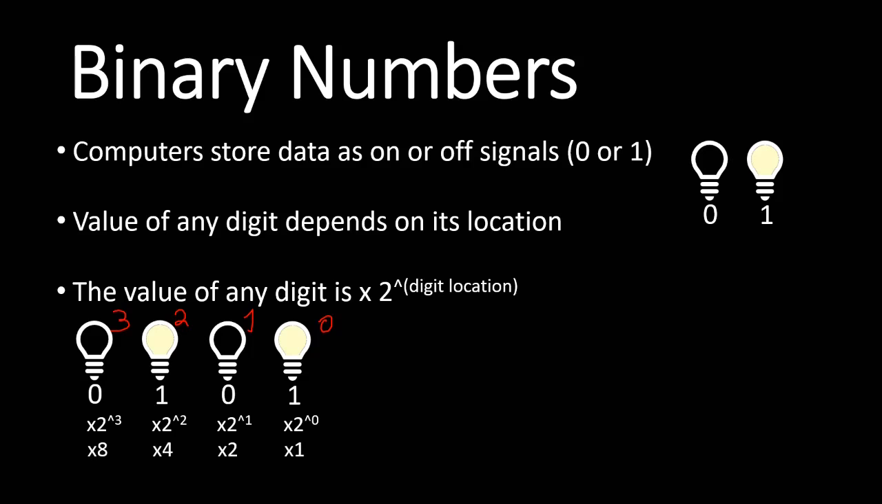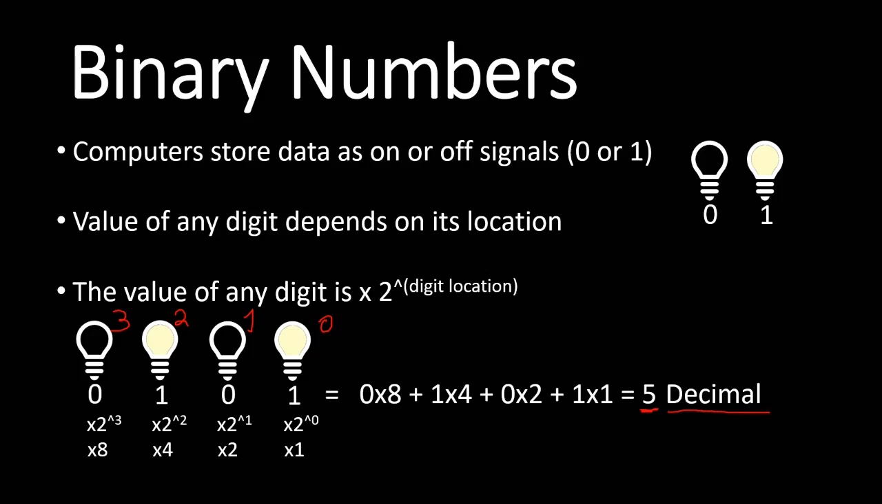If we convert this into decimal, 2 to the power 3 is 8, 2 to the power 2 is 4, 2 to the power 1 is 2, and any number to the power 0 is 1. And if we did the math, this equals 0 times 8 plus 1 times 4 plus 0 times 2 plus 1 times 1, and this equals 5. This 5 actually is decimal, so this way we can convert any binary number into decimal. So if you see two computers exchanging information by using this arrangement of bulbs, you know that this number equals 5 decimal. So as a result, 1010 binary equals 5 decimal.